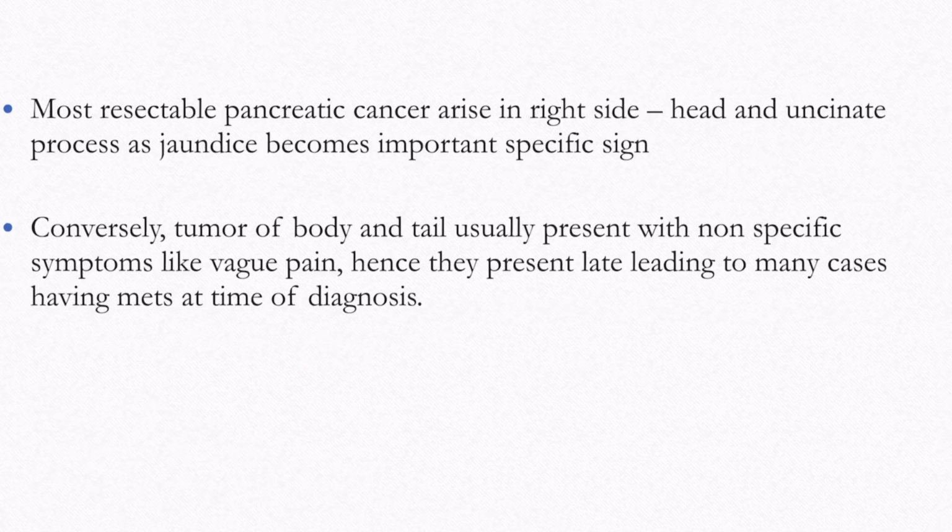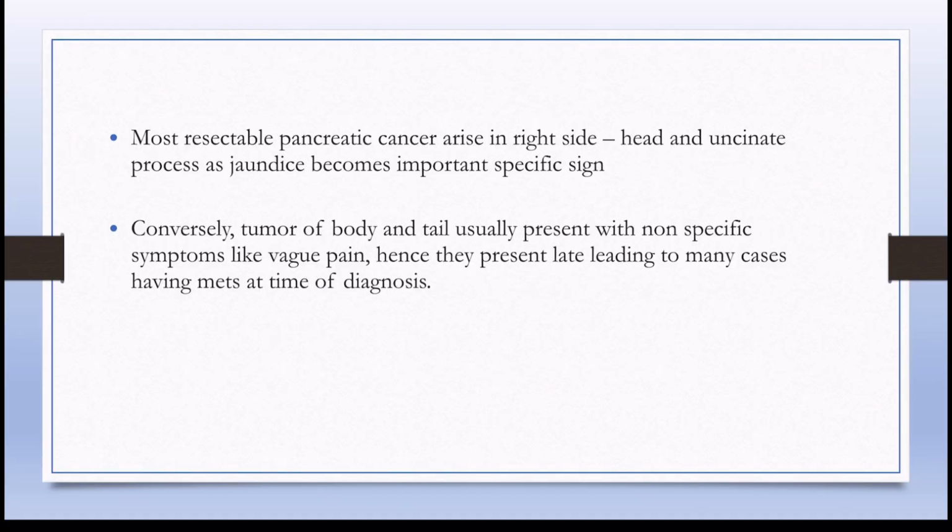Most resectable pancreatic cancers arise on right side, head and uncinate process, as jaundice becomes an important specific sign. Conversely, tumors of body and tail usually present with non-specific symptoms. Hence they present late, leading to many cases having mets at time of diagnosis.